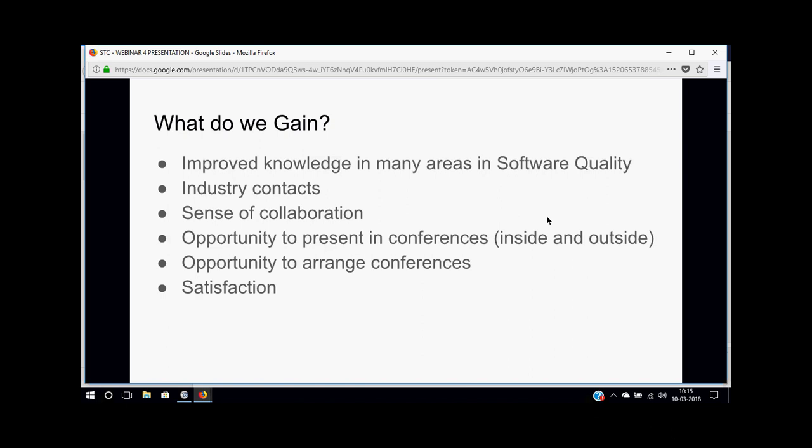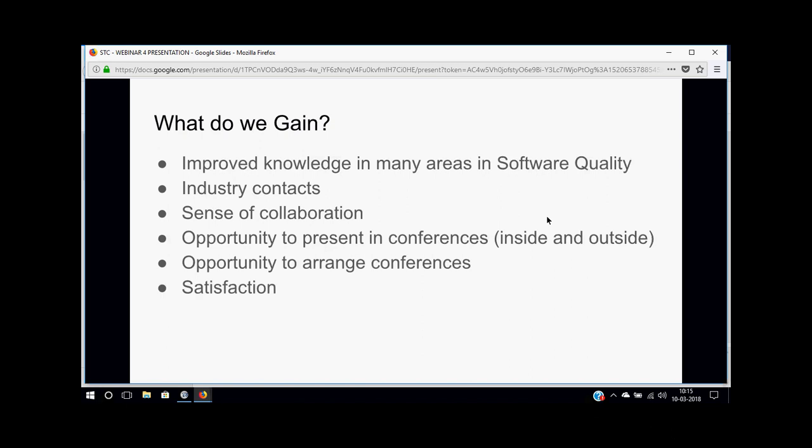So inside the community, we can present. We can also present outside the community by representing us. And we have the opportunity to arrange conferences. So you have the opportunity to arrange live conferences, the one that's going to happen in April or May, mostly in April. And finally, what we get is a kind of self-satisfaction. You get some kind of satisfaction, a sense of belongingness by doing all these things.